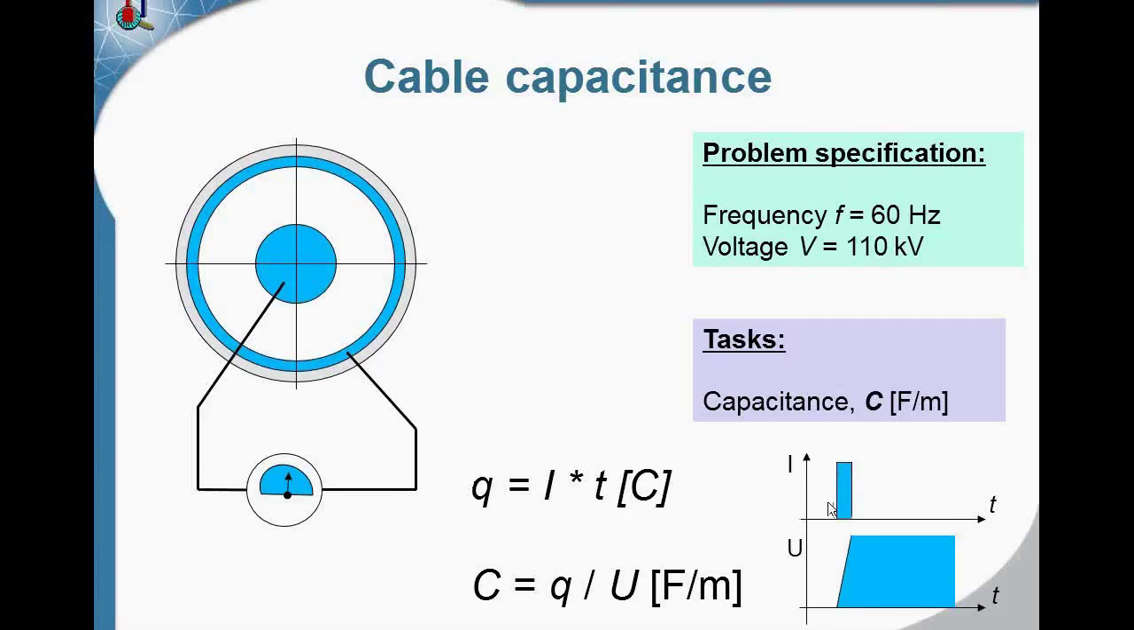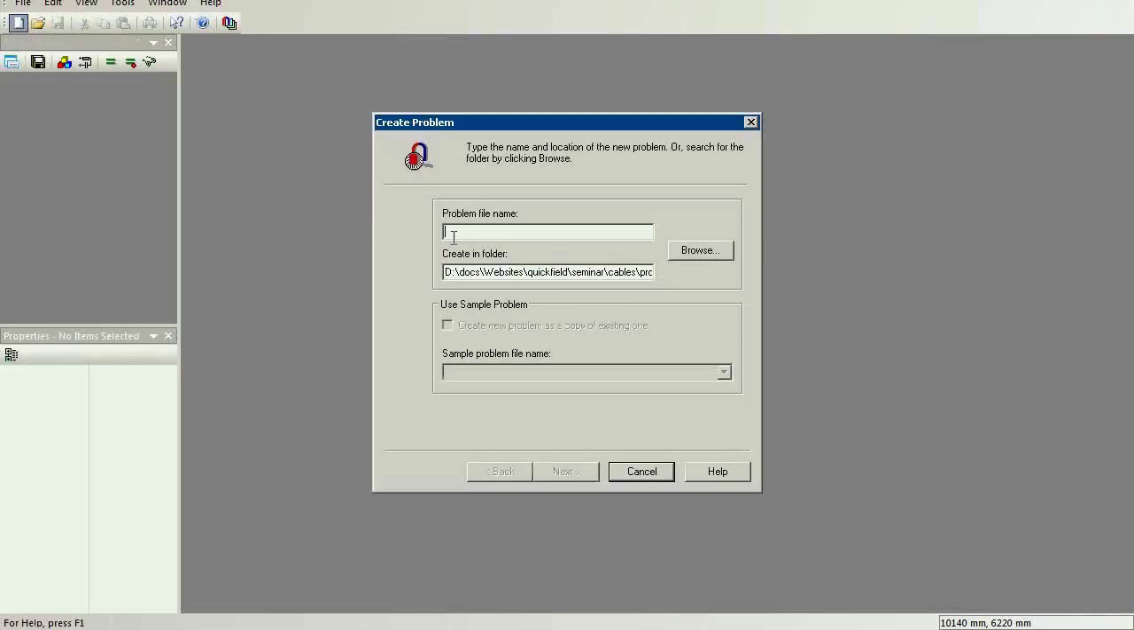We should draw the geometry model, apply some charge. This pulse means that the cable is charged, and measure the potential. I will create the problem from scratch. I create the new problem, choose the destination folder, and type in the problem name.